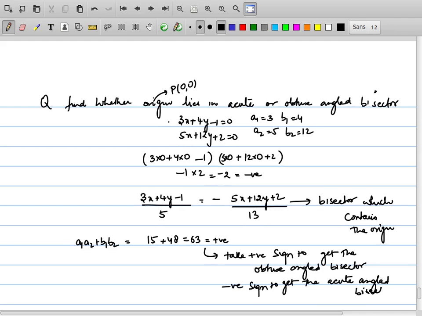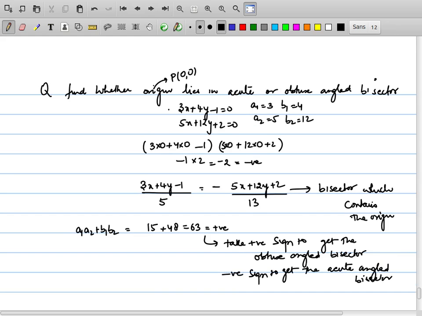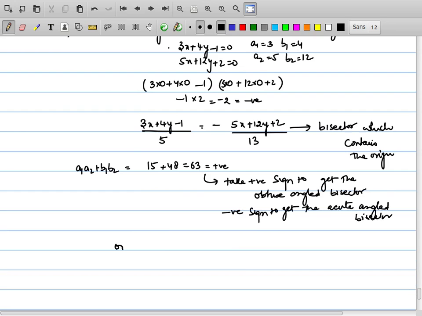And when we take the negative sign, we have the origin in it. Therefore, what does this tell you? It says that the origin lies in the acute angled bisector. Because if we take the positive sign, we get the obtuse angled bisector, and if we take the negative sign, we get the acute angled bisector, and when we take the negative sign, we get the bisector which contains the origin. Therefore, the origin lies in the acute angled bisector.